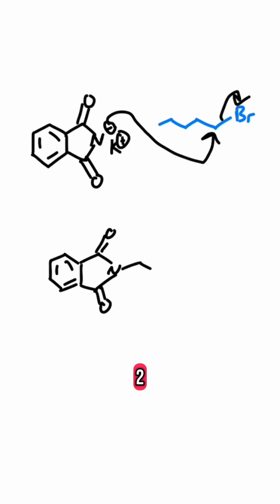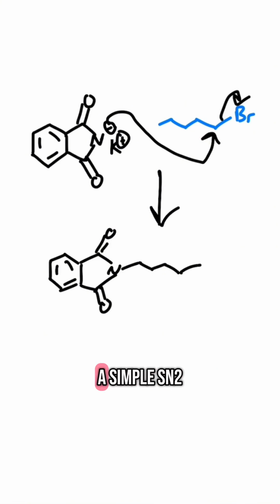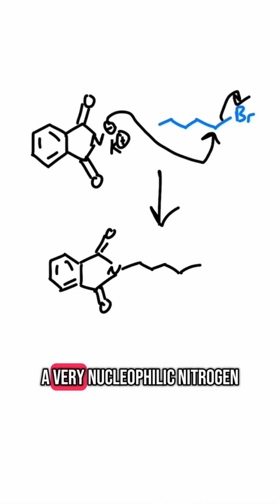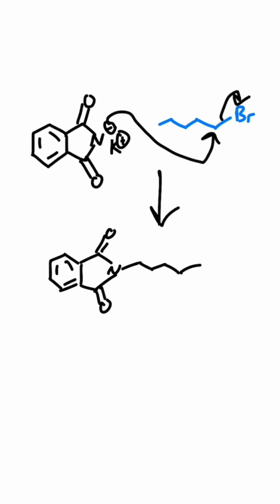So 1, 2, 3, 4, 5. This is what that gives us. Remember, that's just a simple SN2 substitution reaction. We have a primary alkyl halide, and we have a very nucleophilic nitrogen that's very rapidly going to undergo an SN2 reaction.